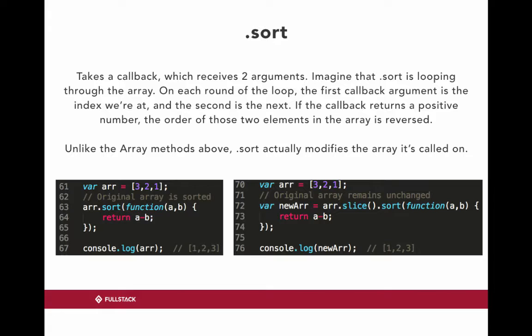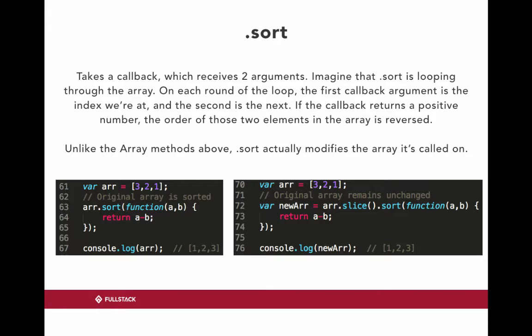So in the case of an array of numbers, when I say return A minus B, if A is 3 and B is 2, am I returning a positive or a negative number? Positive. Right. And so when I say return A minus B, the 3 and the 2 are going to switch, and we'll have 2, then 3. So this is what you do when you want to sort in ascending order.